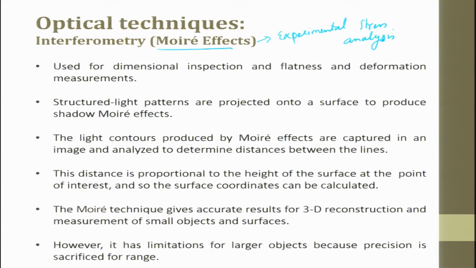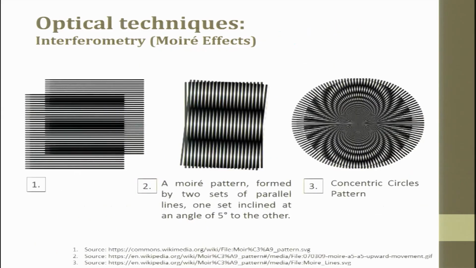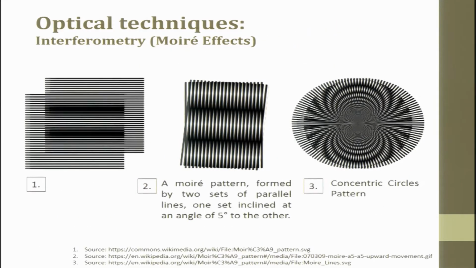People use this Moire effect, the photoelasticity effect. By that, what they do is they stress or strain the object, find out the Moire fringe pattern shift, and from there they calculate the values. So, this is a typical Moire fringe pattern.